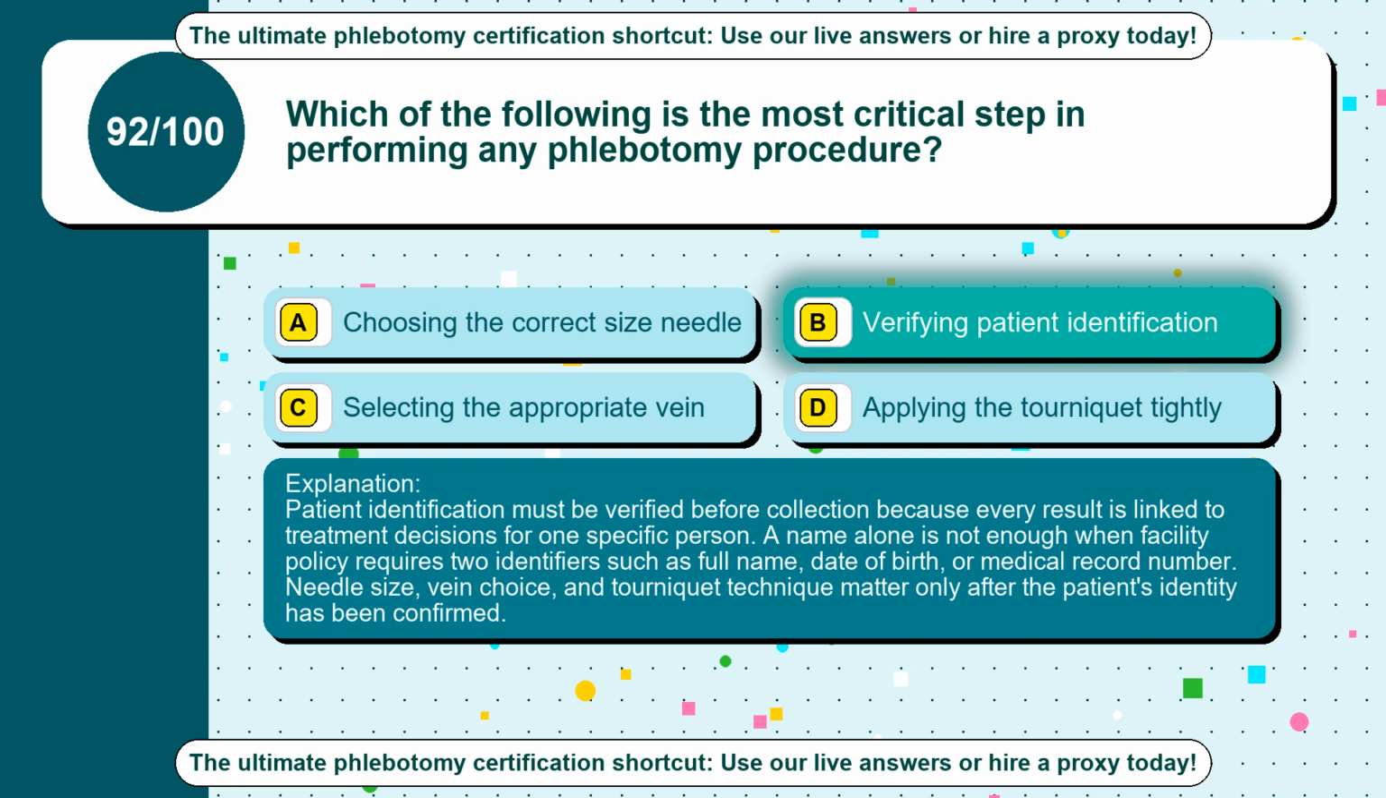A name alone is not enough when facility policy requires two identifiers such as full name, date of birth, or medical record number. Needle size, vein choice, and tourniquet technique matter only after the patient's identity has been confirmed.